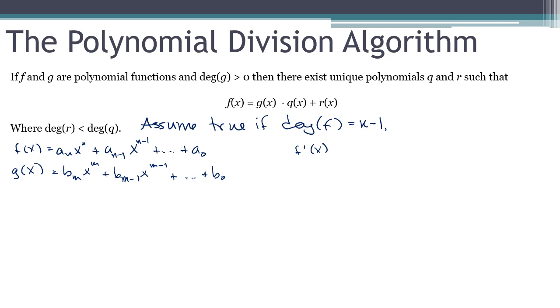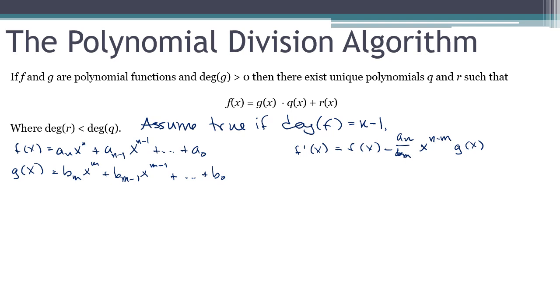So my f prime is going to be the original f of x minus a sub n over b sub m x to the n minus m times g. Now, I know that seems a little weird, but I picked that really carefully. You need to convince yourself that this new polynomial, this f prime, has degree n minus 1.